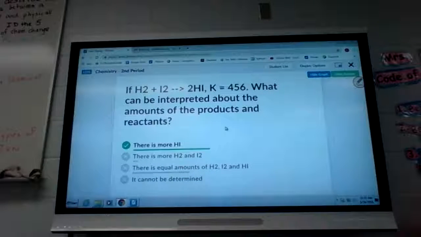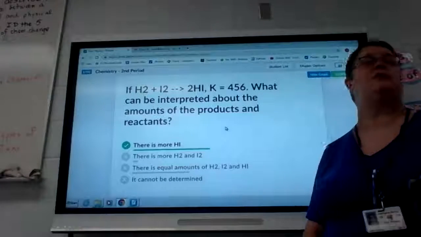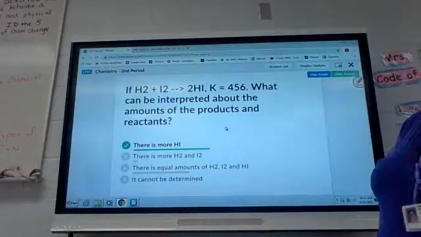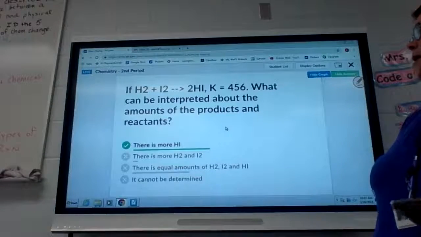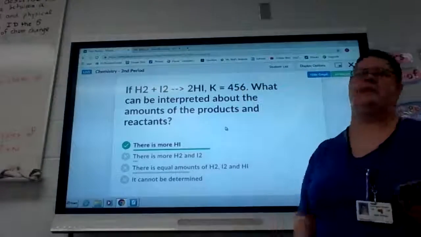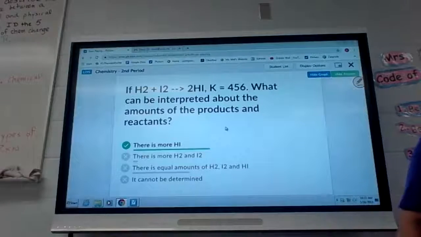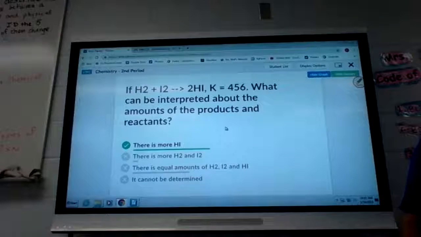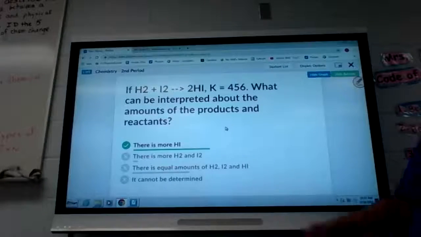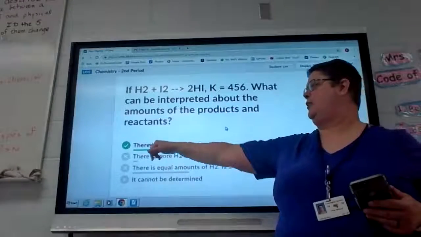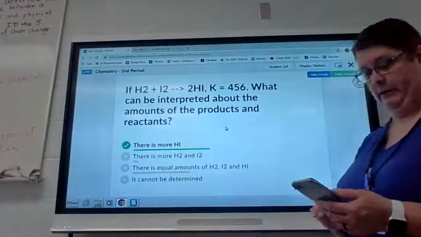Alright, so we have somewhere in the ballpark of 56% of us got it right. Alright, so if K is 456, is that much greater than, much less than? It's much greater than. So what are we going to have lots of? Products or reactants? Products. The products are HI, so that's why there's more HI. You have more products. Okay?